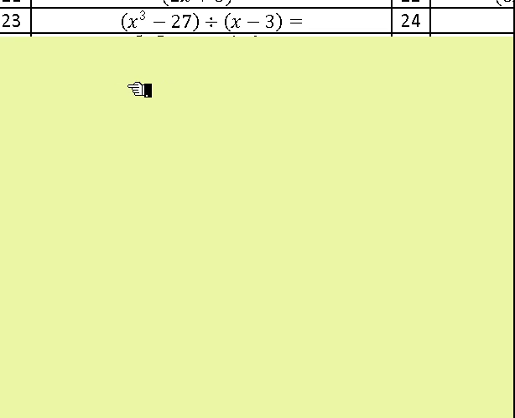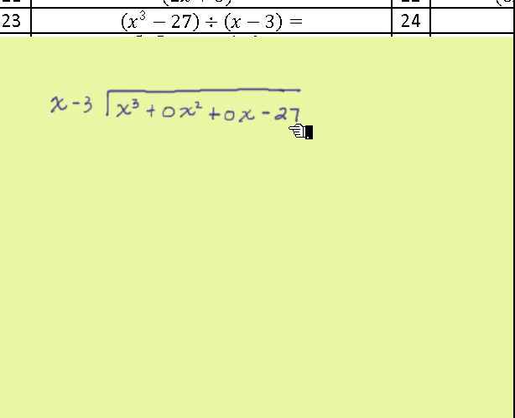In number 23, we're dividing x minus 3 divided into x cubed minus 27. But we have to put in all the powers of x. So we're going to start with x cubed, and since we're missing an x squared, we'll put it in as 0 times x squared. And since we're missing x, we'll put that in as 0 times x, and then minus 27. So now we have all the powers of x: x cubed, x squared, x to the 1, and the constant. And we're ready to divide.